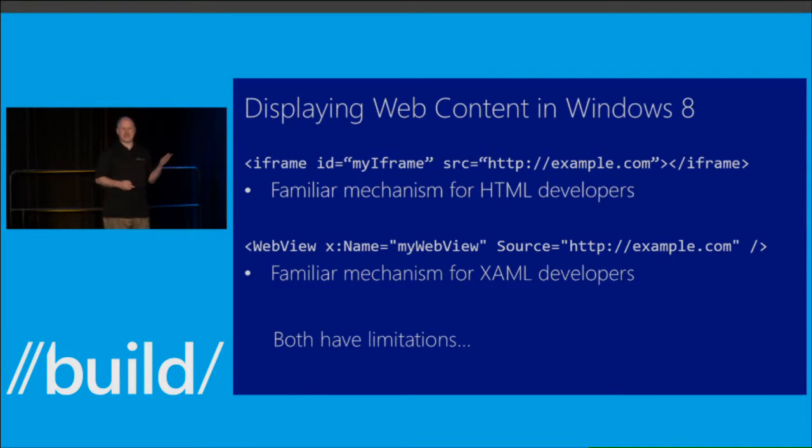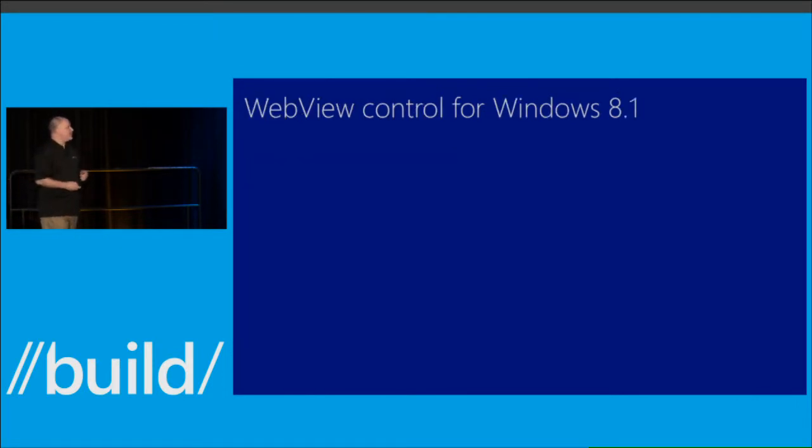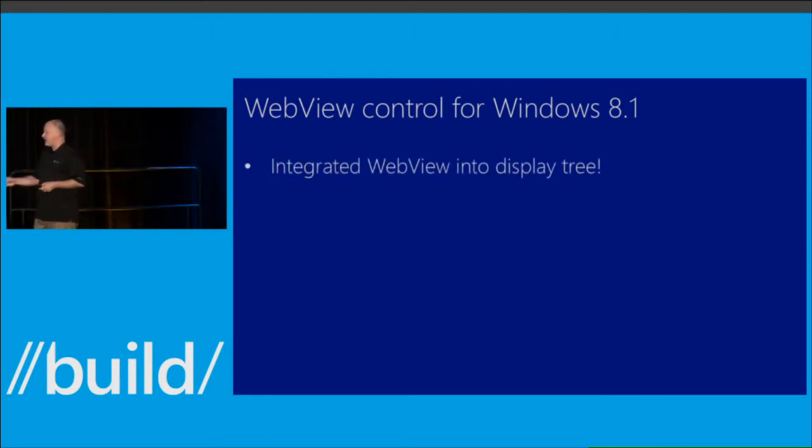So both of these mechanisms had limitations. And so we thought about, well, how could we really solve this in a comprehensive way, not only for XAML developers, but for HTML developers as well? And as you've seen in some of the keynotes, we've introduced this new WebView control, and it is available both to XAML developers and HTML developers, and I will show you what that markup looks like in a few minutes. So this is a quick run-through of the key improvements that we've made in the WebView control, and then I'm going to dive into some deeper demos.